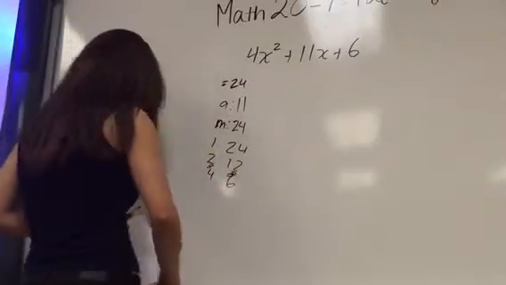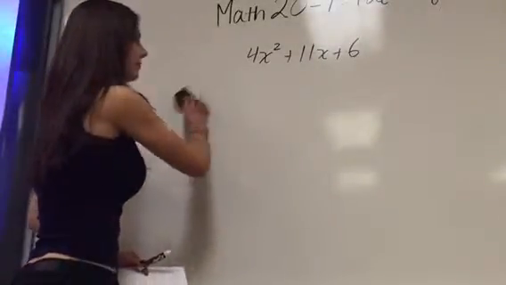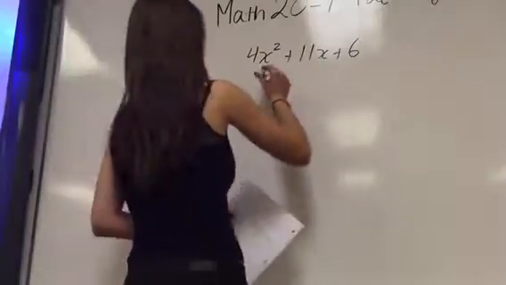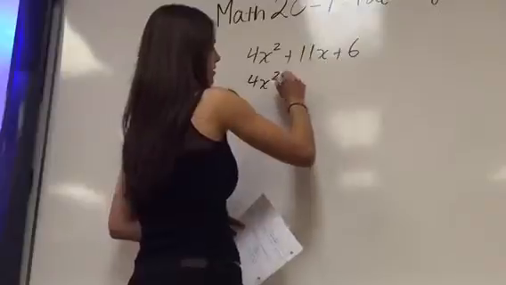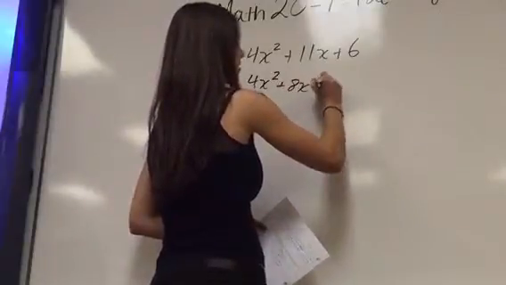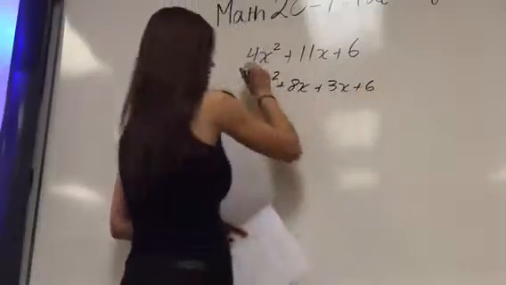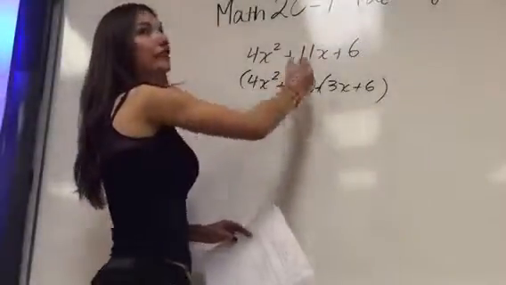3 and 8 would give us our numbers, because 3 times 8 is equal to 24, and 3 plus 8 is equal to 11. So how we do that is we bring this down still, 4x squared plus 8x plus 3x plus 6, with brackets around each pair. This is called pulling the middle term apart.